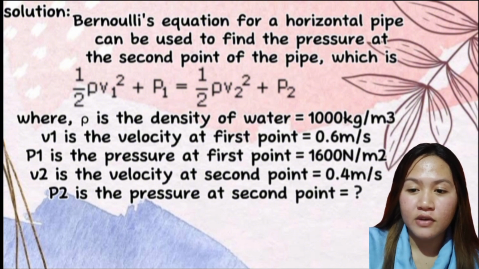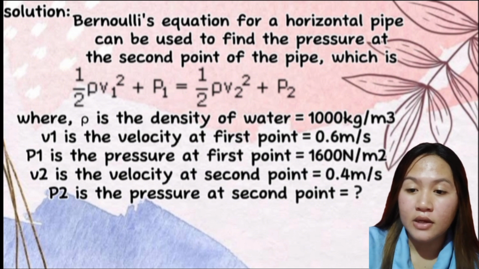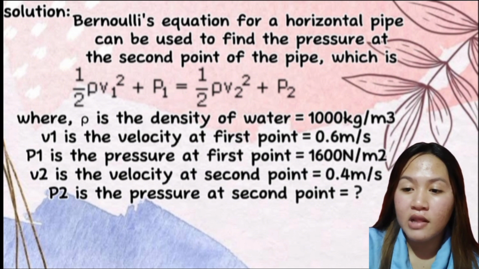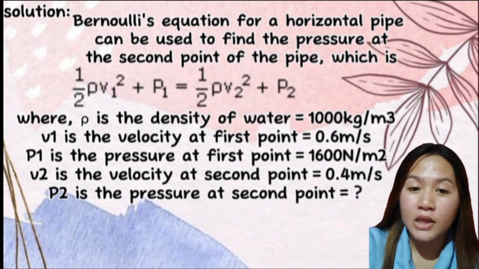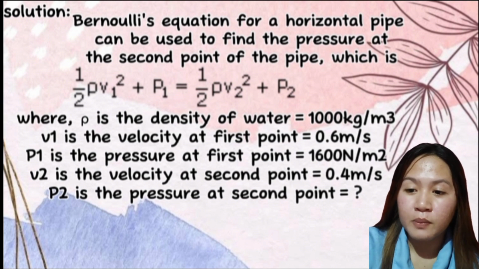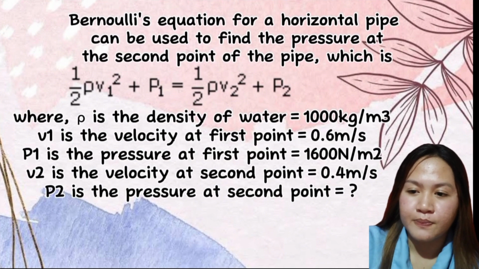P1 is the pressure at the first point, which is equal to 1,600 Newton per meter squared. V2 is the velocity at the second point, which is equal to 0.4 meter per second. P2 is the pressure at the second point. So we will be solving for P2.